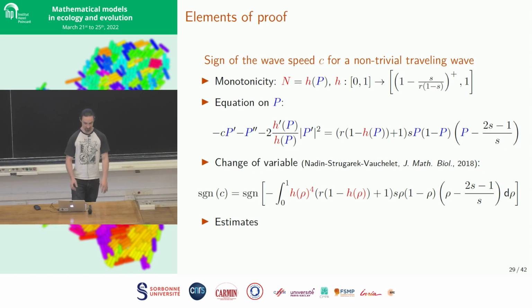When you assume that you have indeed a non-trivial traveling wave, and again, the existence is a completely open problem, but if you have one, then you can use the monotone relation between the total population density n and the proportion p. You can use some change of variable from a paper by Grégoire Nadin, Nicolas, and Martin Strugarek to have an explicit characterization of the sign of the speed. Explicit, not so much, because it depends on this function h, which is the relation between n and p that we don't know. But if you are able to estimate h, you are able to estimate the sign of the speed, and this is what we did.